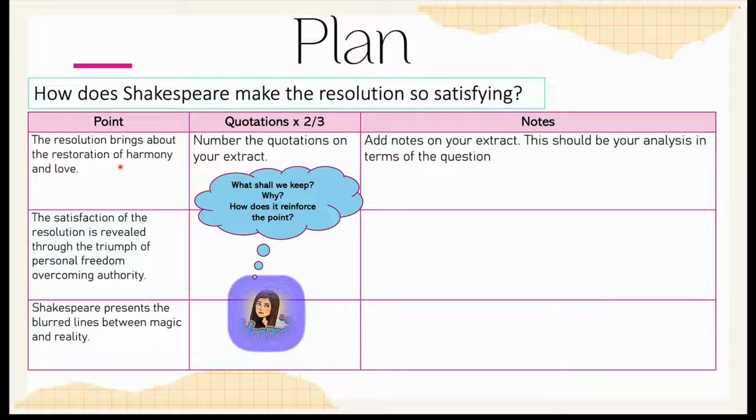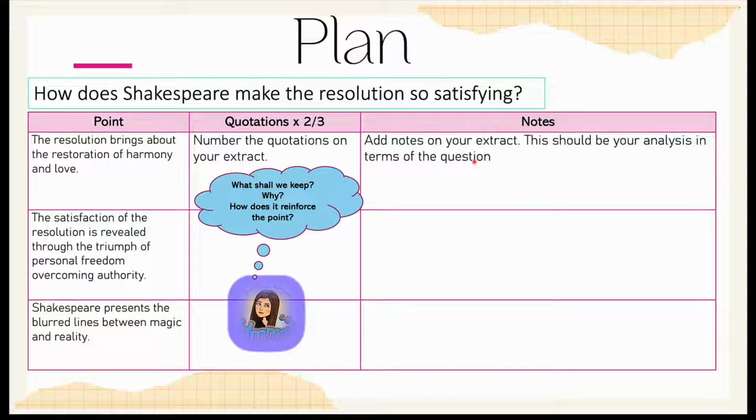And I don't really recommend that you pull it all from the exact same place, because you want to show that you can see how this particular idea is presented throughout the extract. So we're looking for 2 to 3 quotations. Once you've got your points, you're going to go back to the extract and you're going to number the quotations. So this is obviously point 1, point 2 and point 3. You're going to number the quotations so they correlate with your point.